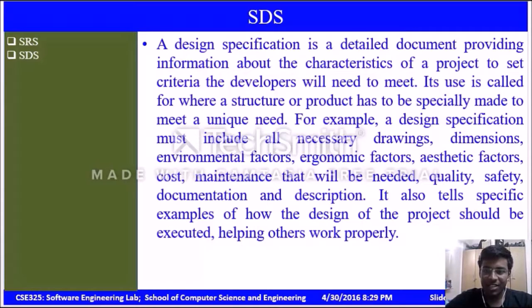A design specification is a detailed document providing information about the characteristics of a project to set criteria the developers will need to meet. So, a design specification must include all necessary drawings, dimensions, environmental factors, cost, maintenance that will be needed, quality, safety, documentation, and description. And it also tells specific examples of how the design of the project should be executed, helping others work properly. Now, moving on to the system overview.